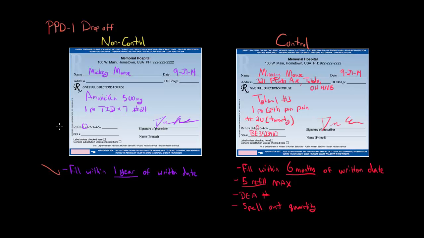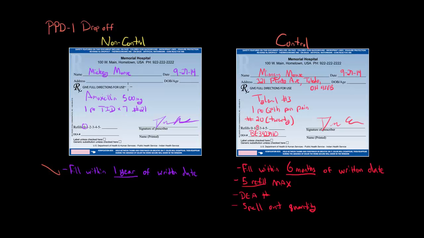Today we're going to be talking about the drop-off and what's required for a control versus a non-control prescription. If you need a reference to see what the general requirements are on a prescription, I'm going to ask you to look at video 1, because that has the requirements by law of what needs to be included on prescriptions. But today we're going to go over the differences.